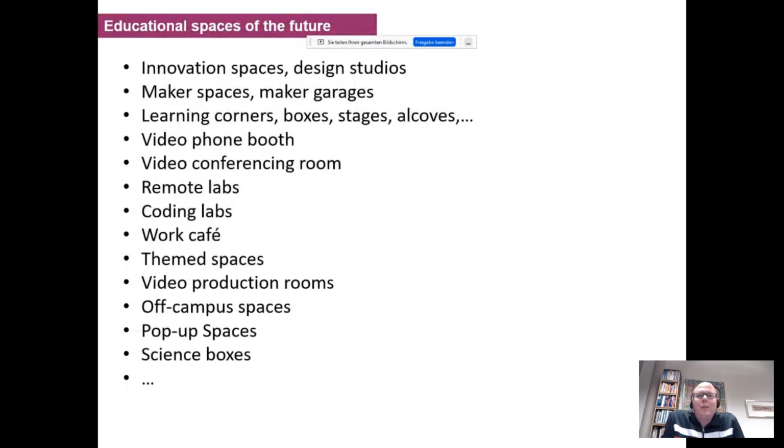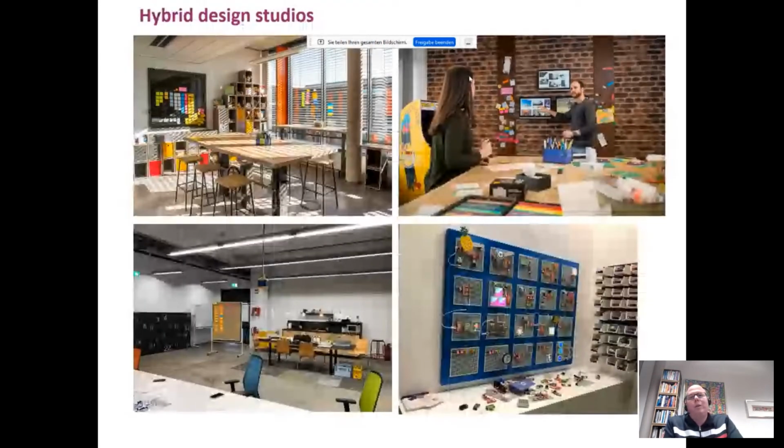I think some examples of what kind of spaces we will see more and more in the future are innovation spaces, design studios, more and more maker spaces, and of course, you've seen maker spaces already at many universities, and that's the trick about patterns. We try to find things that already exist and try to use them on our campus as well.